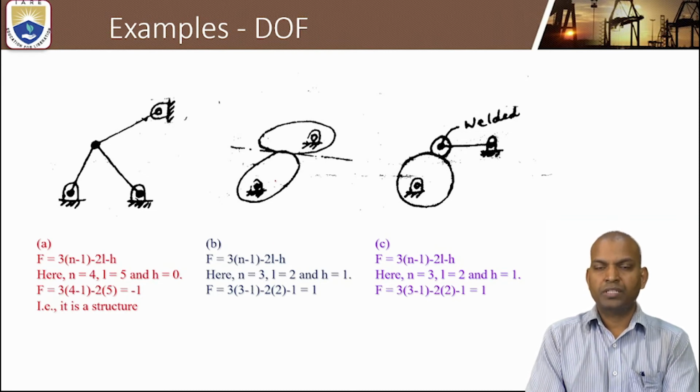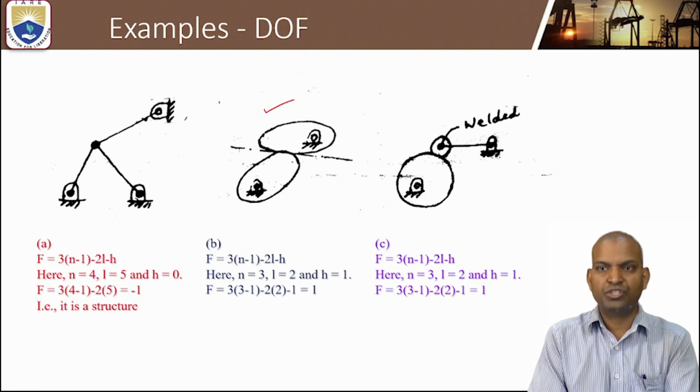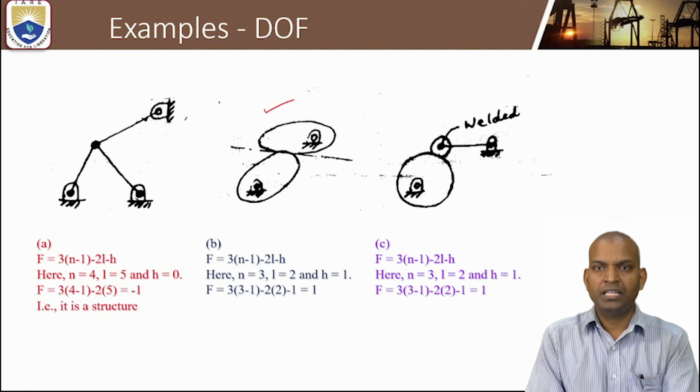Now, I am going to take the problem B case. So here, we considered higher pair is taken into picture. Now here, what are the links? The number of links are 1, 2 and again 3. N equal to 3. And what about L? The number of lower pairs, L equal to 2. What is L equal to 2? The contact between fixed link and 2, this is one lower pair. The contact between link 1 and 3, another lower pair. That is L equal to 2.